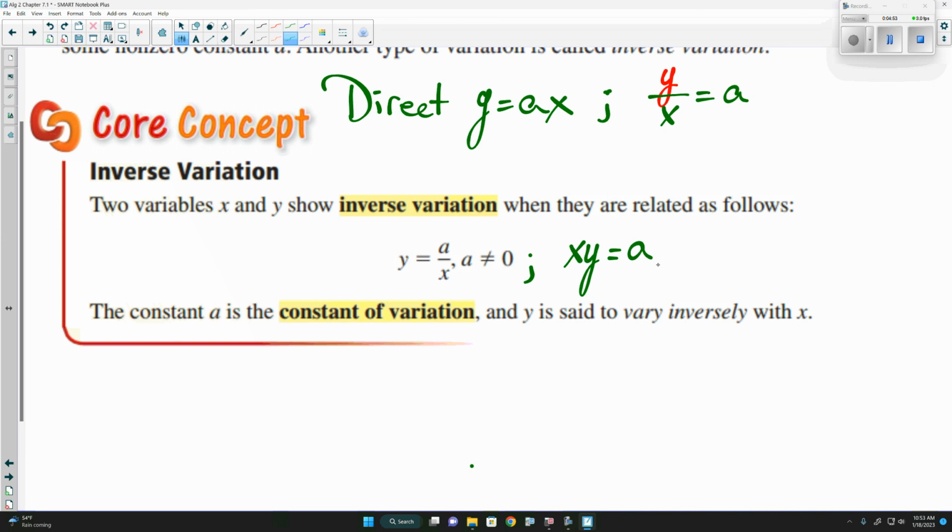Now, for inverse, if you notice when x and y are on opposite sides of the equal sign, one of them's in the numerator, the other's in the denominator, or vice versa. One's going to be on top of the fraction on one side, and the other is going to be on the bottom. We'll have this flipped. Any questions on any of this here?